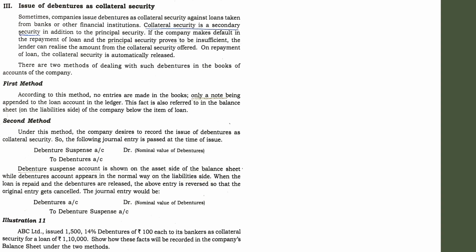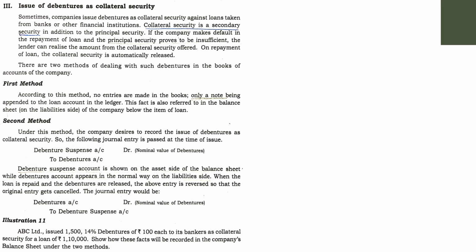As per the first method, since no entries have to be passed, there will be no journal entry or journal format, anything like that. You will just have to prepare the balance sheet of the company. I believe you all know how a balance sheet of the company is prepared. So let us go with that.